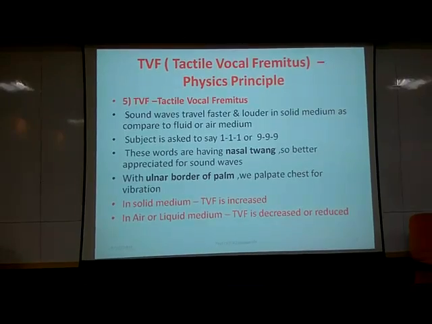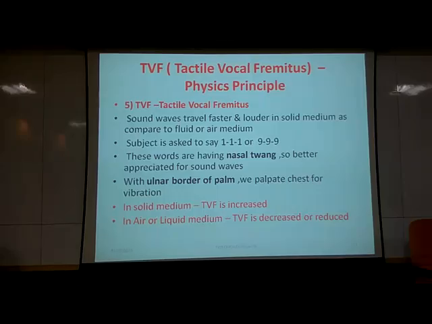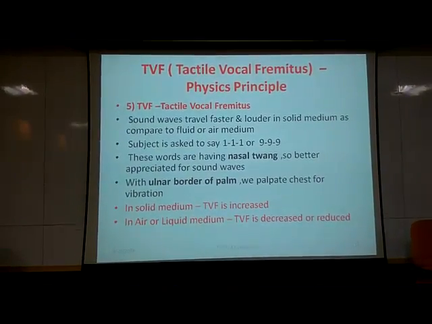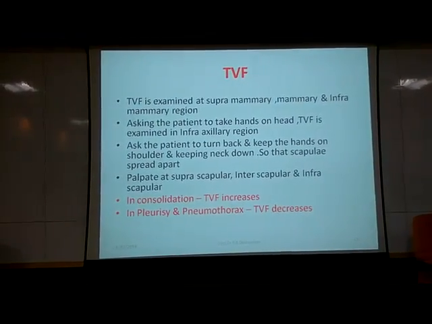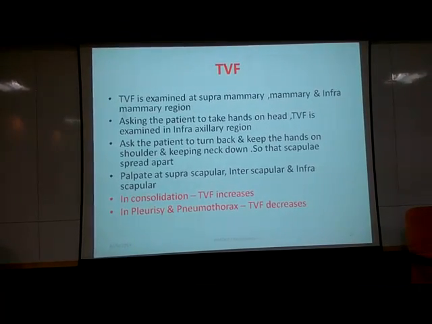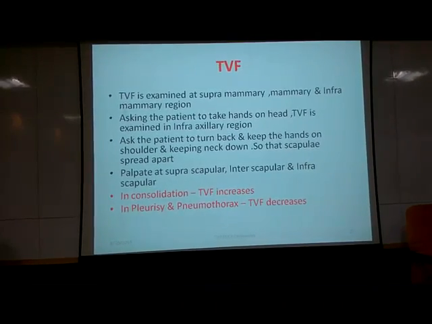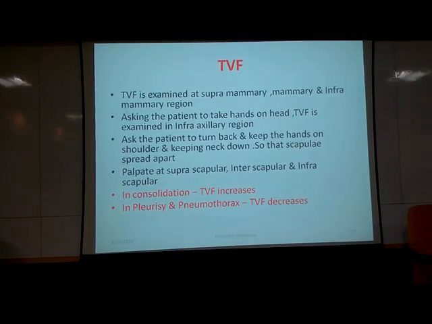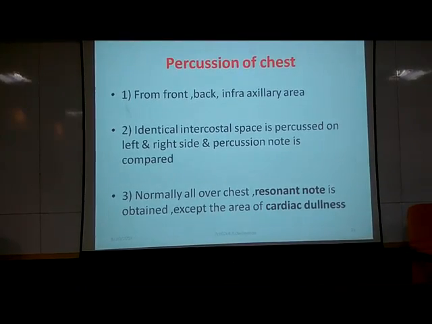I put my ulnar border on the right side and left side, below the axilla and on the scapular region. So TVF we are going to check. In consolidation, TVF always increases, and in pleurisy and pneumothorax, tactile vocal fremitus decreases. I am not going to read all these lines because we are going to check all these things during the demonstration. Next will be the percussion.